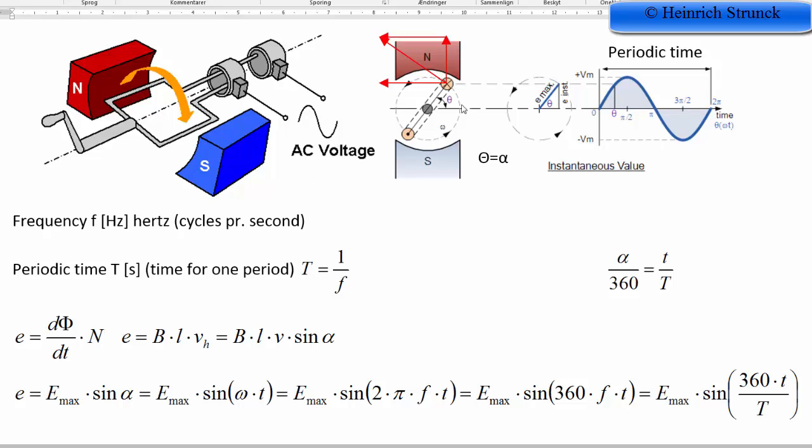This sine curve we also see over here, and when we make one sine curve or one cycle, we have a time we call periodic time, and the periodic time has the symbol capital letter T, and it is the time for one period. It is measured in seconds, and the relationship between frequency and periodic time is that the periodic time is 1 divided by the frequency, or reverse, the frequency is 1 divided by the periodic time.